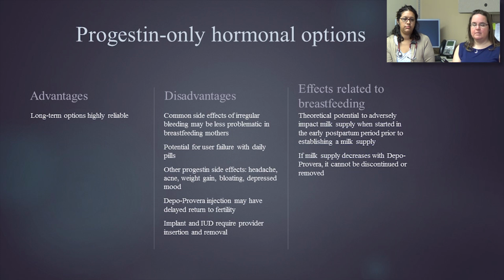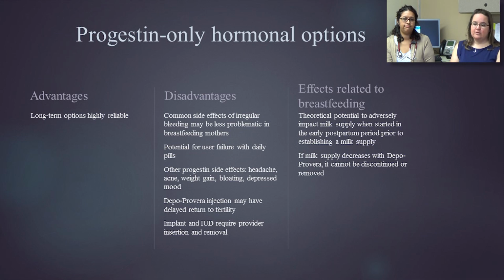That doesn't necessarily mean after 12 weeks a woman will become pregnant. If she's wanting to become pregnant right away, it's important to have these conversations with her. The implant and the IUD, as we talked about before, require insertion and require removal.